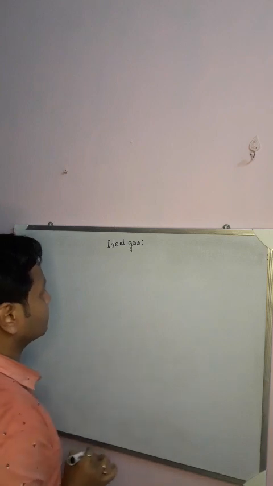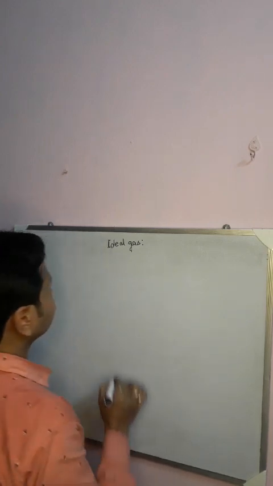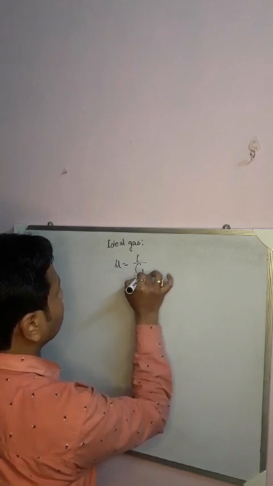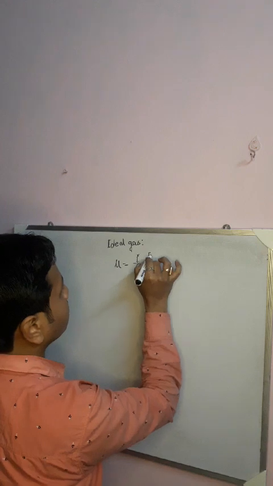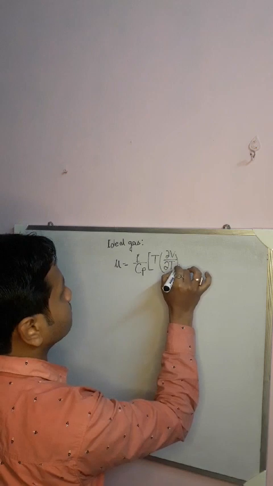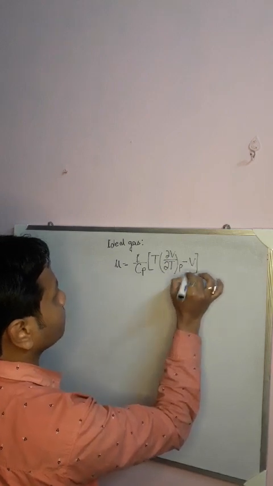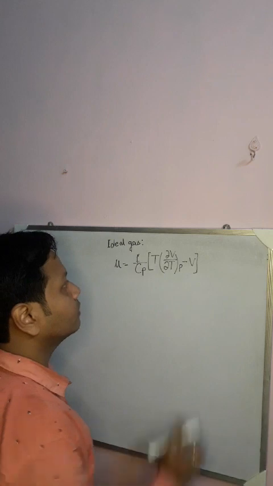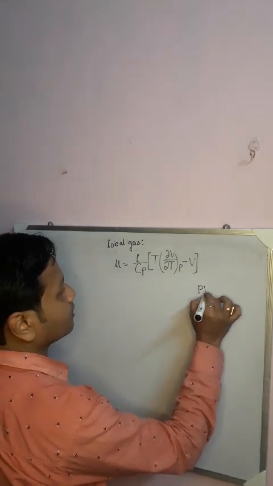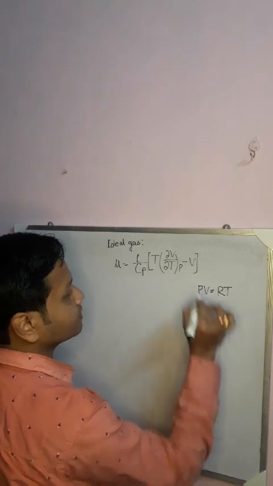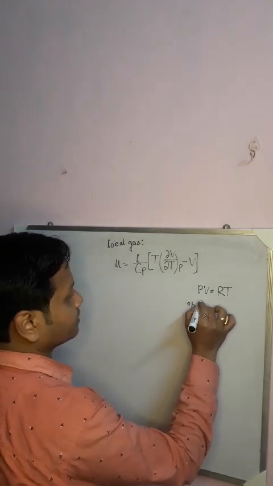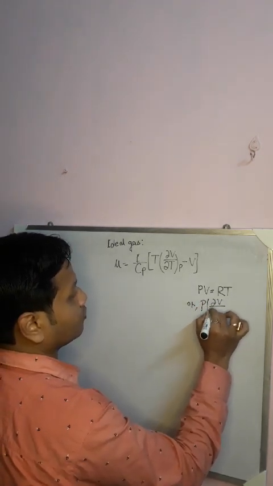Let's see what happens for an ideal gas. Now we know that the expression of the Joule-Thomson coefficient can be written in this form: 1 by Cp into T into del V del T at constant pressure minus V. Now for a perfect gas, what happens? For 1 mole of perfect gas we always write PV equals RT. Now what happens if we differentiate this expression with respect to T keeping pressure constant?